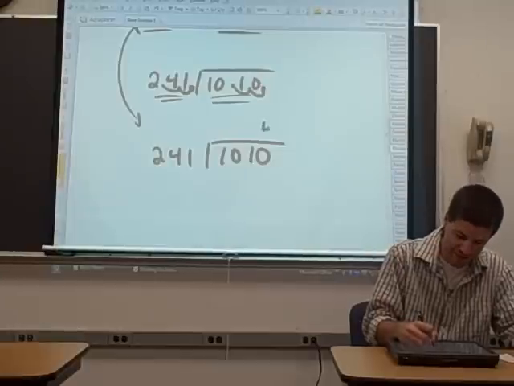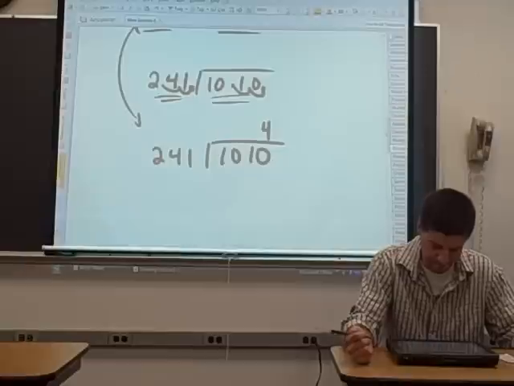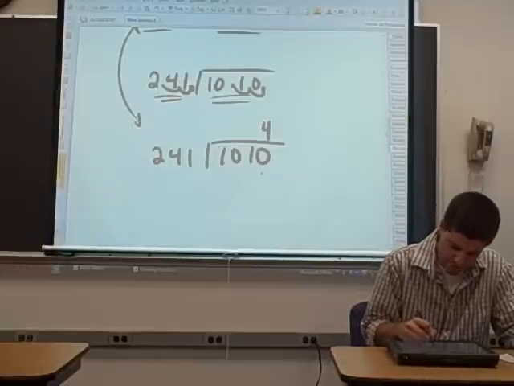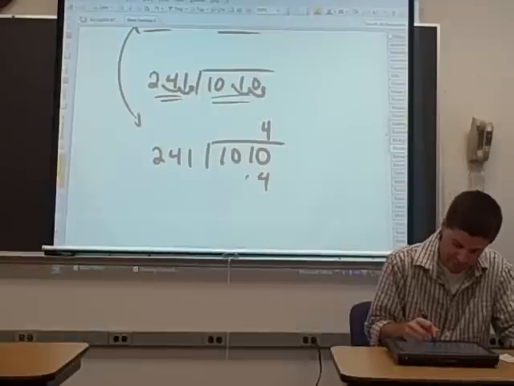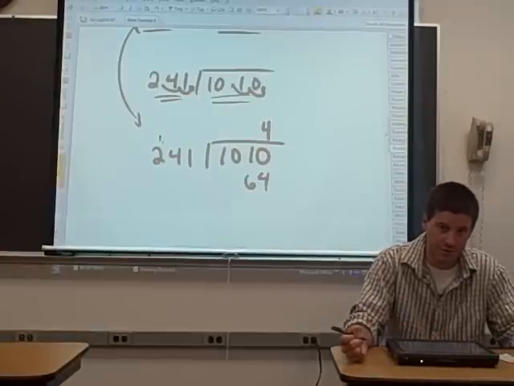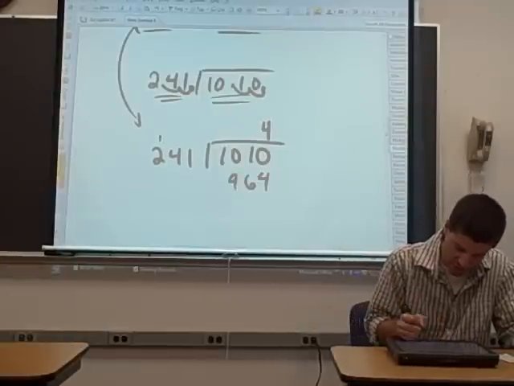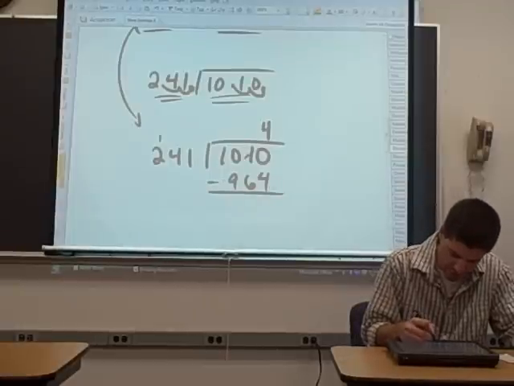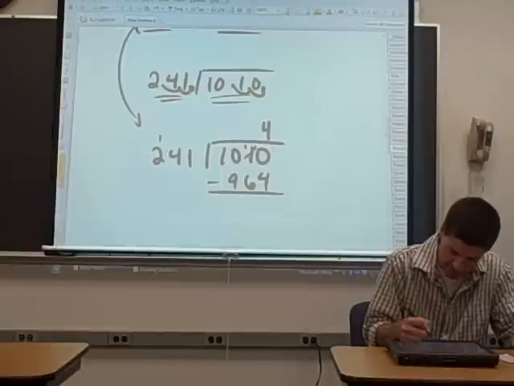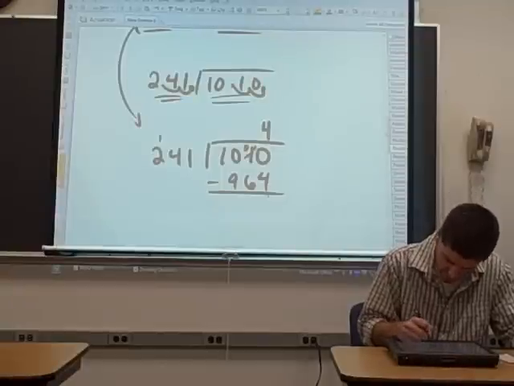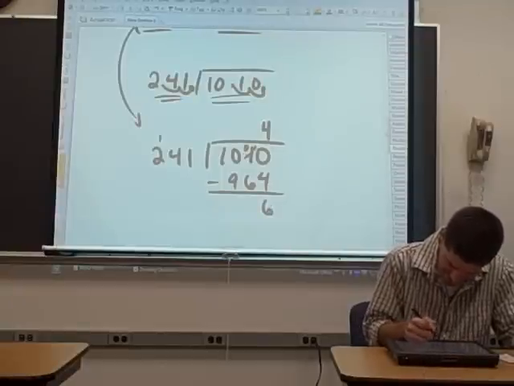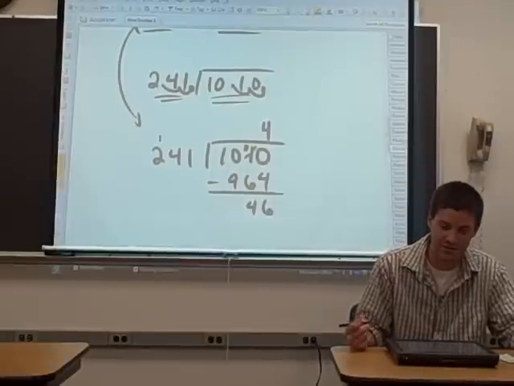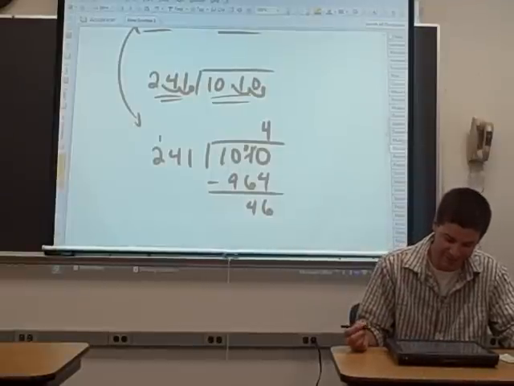I believe the answer is 4. Let's try it out and see if that works. 4 times 1 is 4. 4 times 4 is 16. 2 times 4 is 8. Add 1, we get a 9. We subtract, and I'm surprisingly bad at subtraction for a math person. 46 is what I'm getting. Okay, great. So it looks like 4 was the correct number at least.